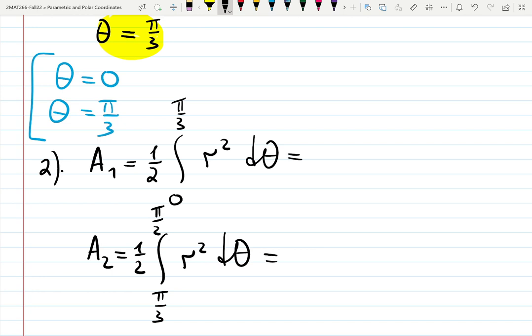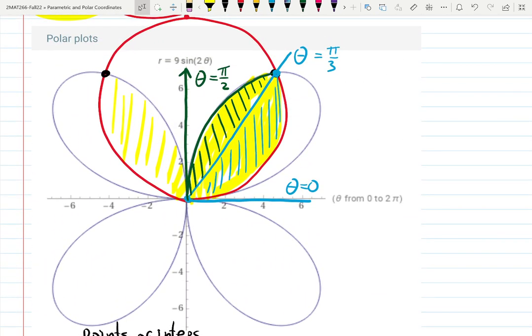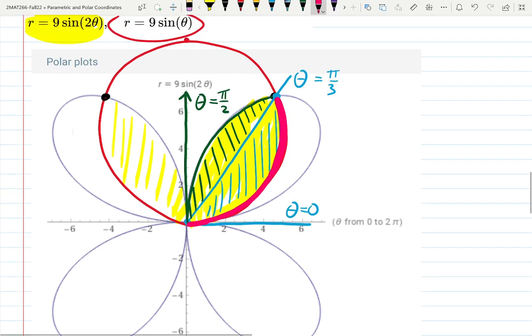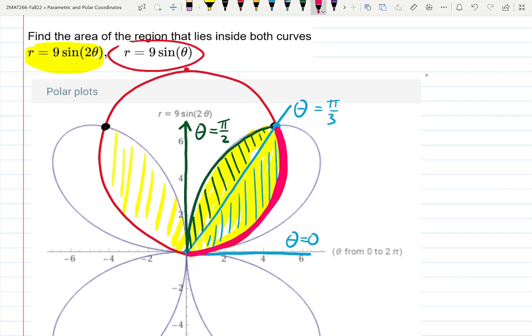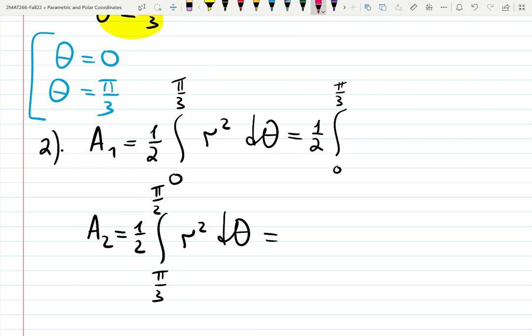Now let's carefully decide which function to use where, because we have different functions. 1/2 integral from 0 to pi over 3. Let's see, are we walking on the circle or are we walking on the leaf? Well, red color is a circle, right? Let's make it pink and fat. So this will be a circle graph. And the circle graph is r equals 9 sine theta. So that's the one that goes into the first integral. 9 sine theta, d theta. Is anything missing? Good job.